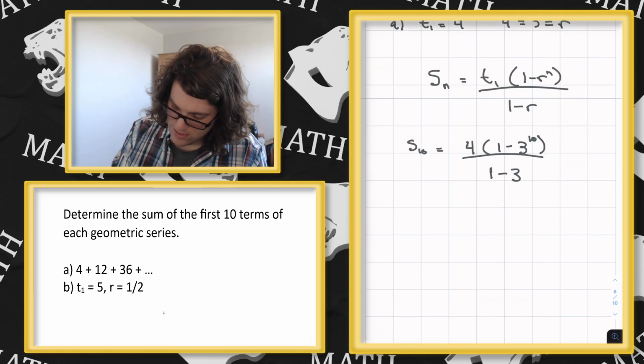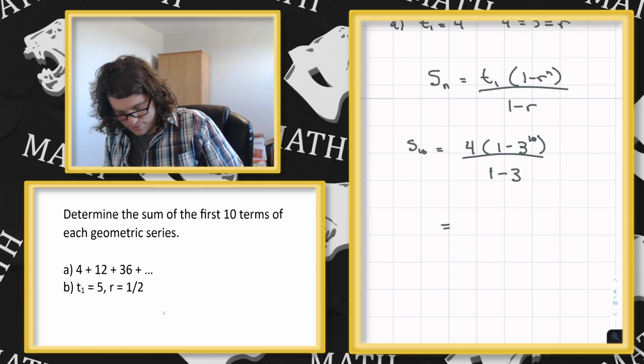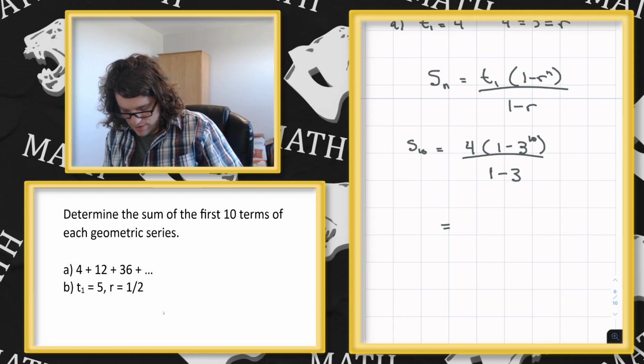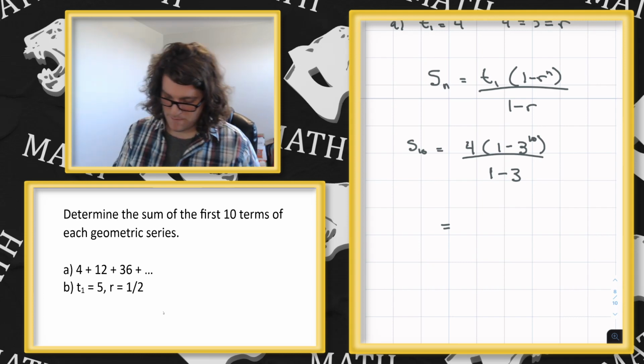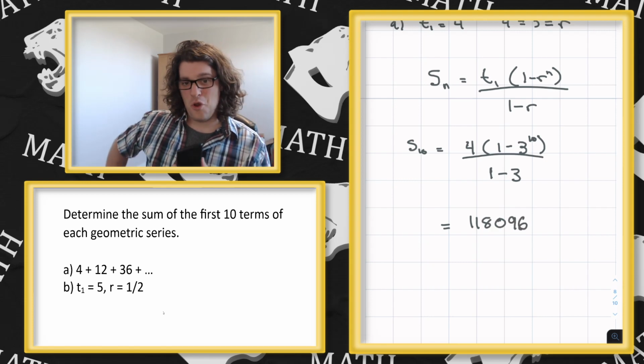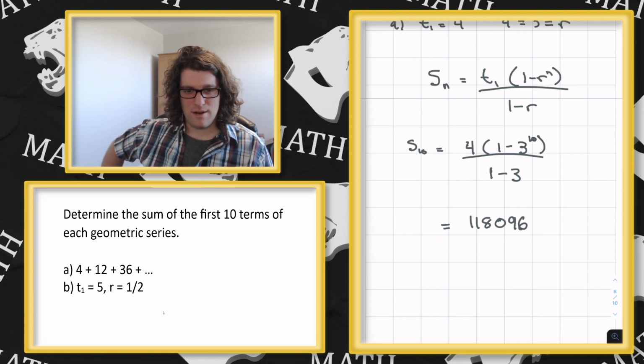So we would have, my apologies, T1, which is 4, times 1 minus the common ratio, which is 3, to the power of 10, over 1 minus the common ratio, which is 3. All right, so the sum of the first 10 terms. 3 to the 10 is not something that's kicking around my head right away. So yeah, of course, 59,049. That's kind of a nice number. So I'm going to put that together with the 1 divided by negative 2 and multiply it by 4 and get that the sum of the first 10 terms is going to end up being 118,096, which might seem a little bit unbelievable.